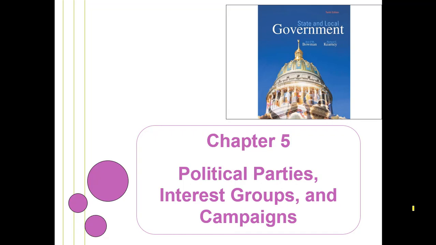This is Chapter 5 of the State and Local Government course, and we've just got through talking about elections, so now we're going to move on to the next topic, which is political parties, interest groups, and campaigns. So we've got quite a bit to talk about.